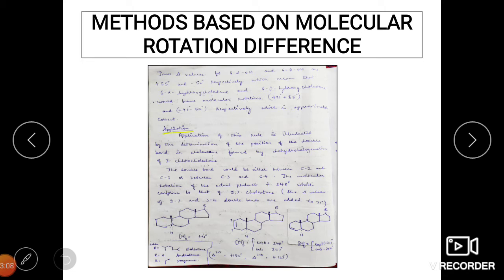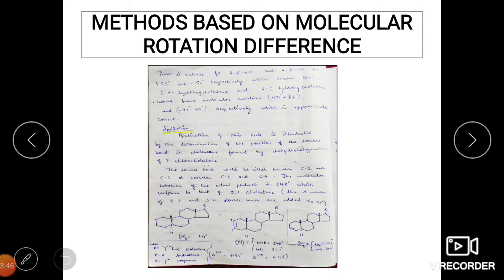We already know the molecular rotation of the actual product is 248. It has also been observed that the delta value for a double bond between carbons 2 and 3 is +152, and that between 3 and 4 is +123. So what we do is subtract these delta values from the actual product's rotation, and we would come to know whether the double bond exists between 2 and 3 or between 3 and 4.